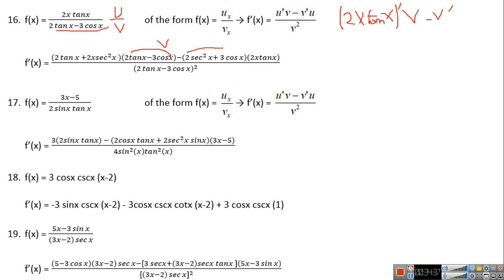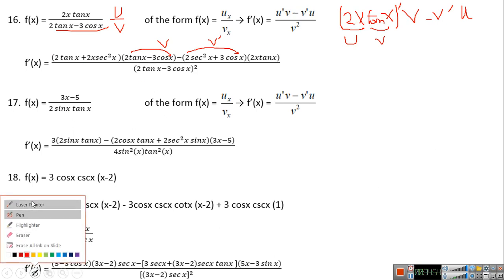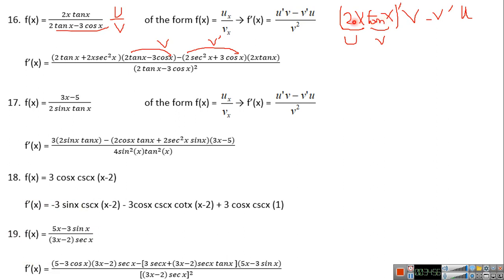We're going to do it here. This is v prime. We're going to check it times u, which is 2x tangent x. Now this is of which form? This is of the form u times v. So the derivative of u times v is u prime v plus v prime u. The derivative of 2x is 2 times tangent x. So we have here 2x times tangent x, so 2 times tangent x, you can see it, plus the derivative of tangent is secant square x times 2x.